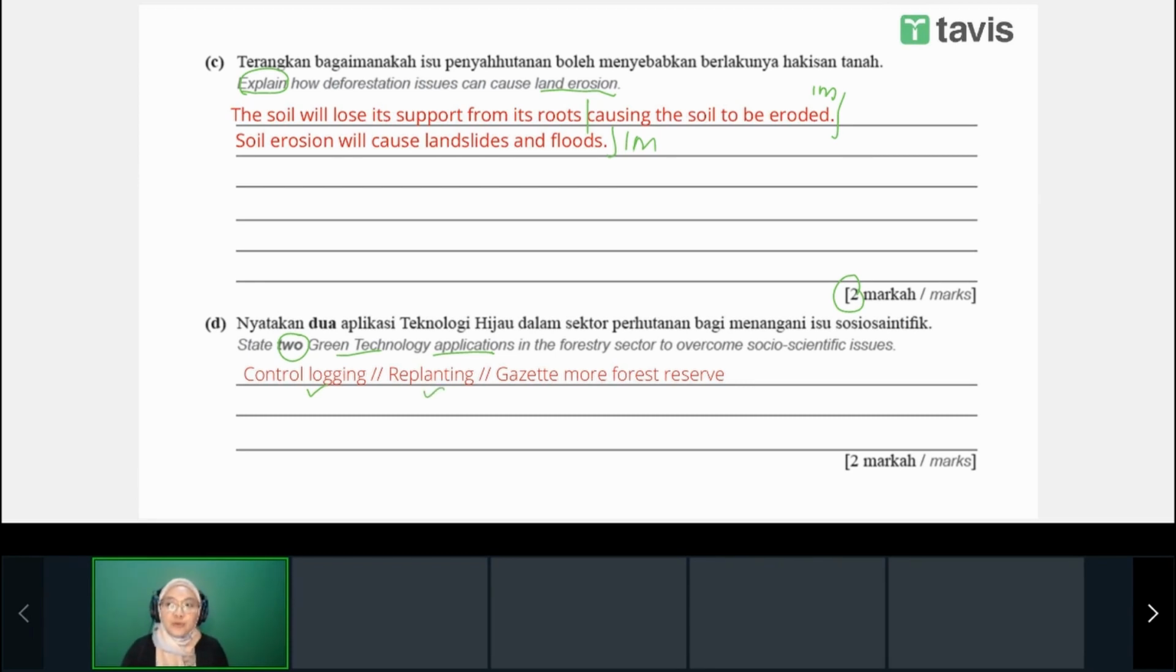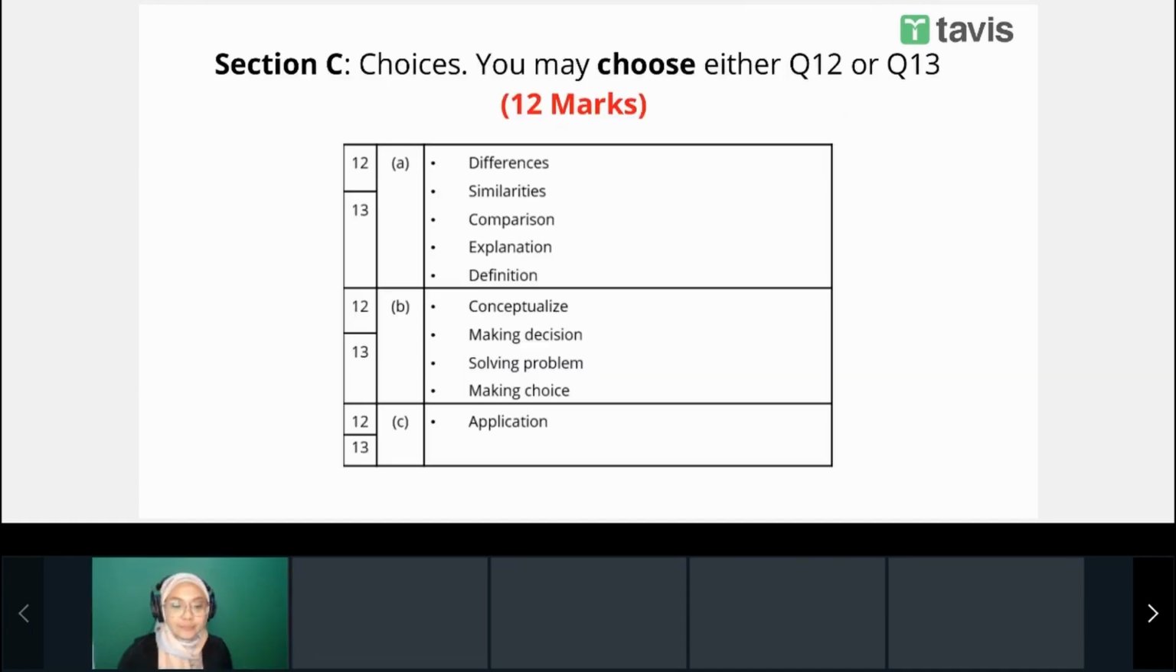We know that trees absorb carbon dioxide and release oxygen. So we can replant more trees, and then we can get more forest reserve. So 1 mark for control logging, 1 mark for replanting more trees, and you get another 1 mark. Maximum is 2 marks, so only writing 2 is enough. If you want, write more also as a backup, but don't waste time.